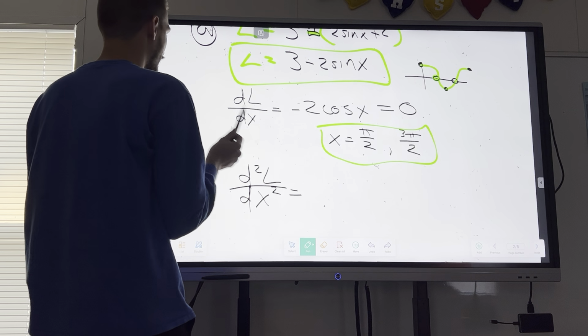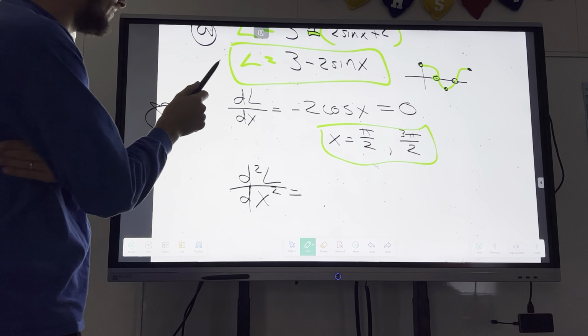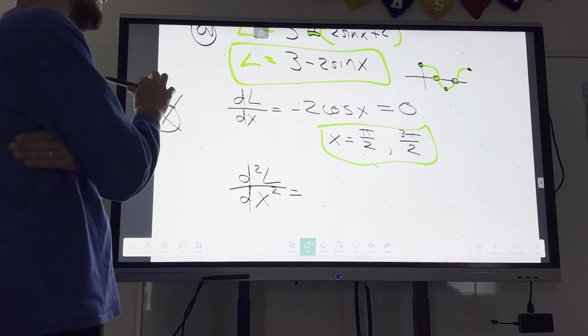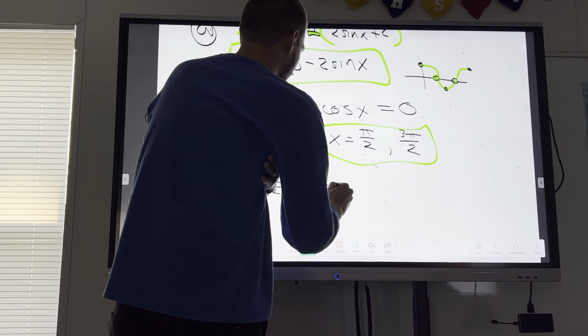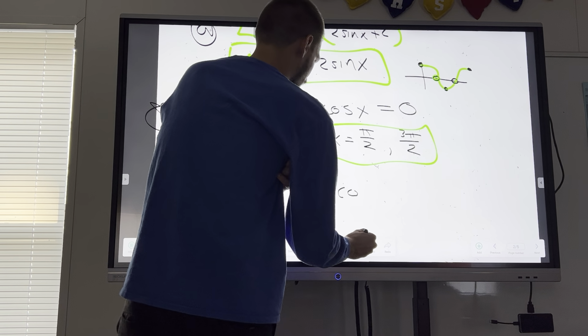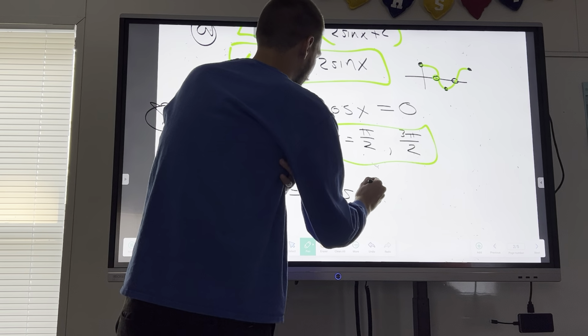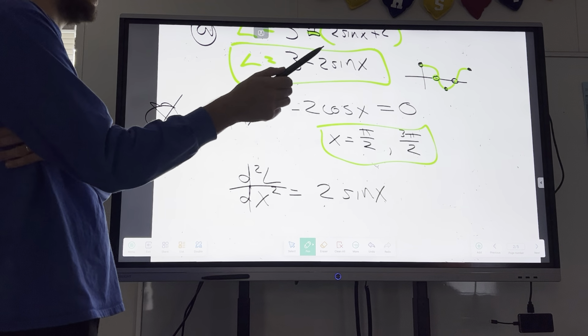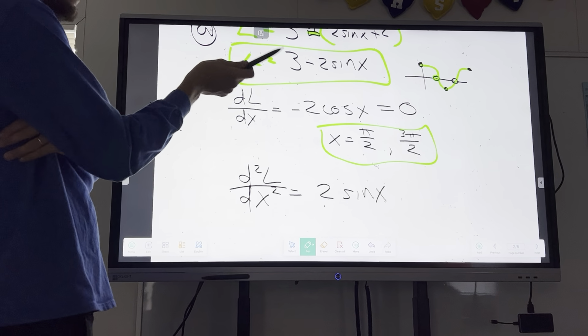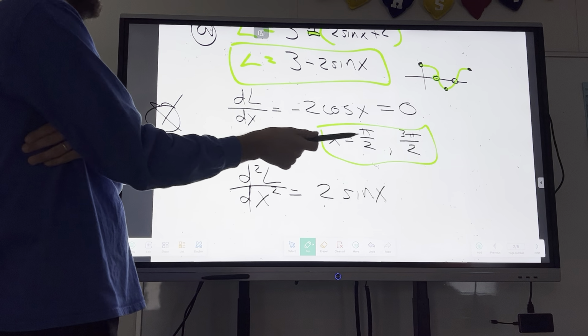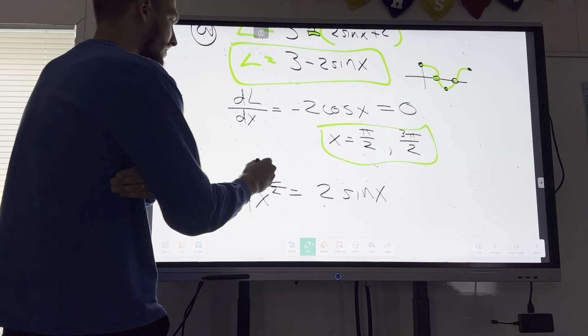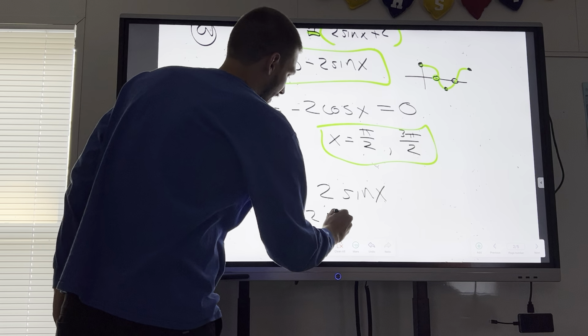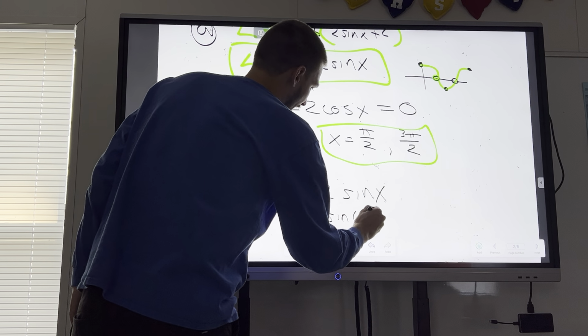Okay, take the derivative of the derivative. That would be positive 2 sine x, because the derivative of cosine is negative sine, 2 negatives is positive. Okay, cool. Then I'm going to plug in those values. So 2 sine of pi halves.